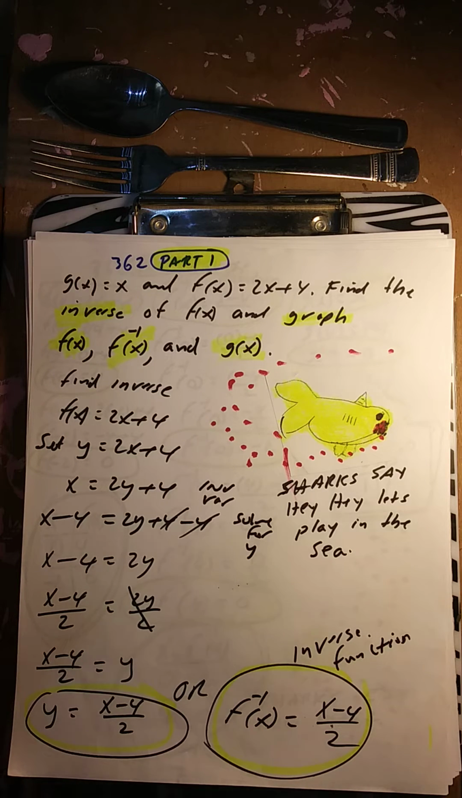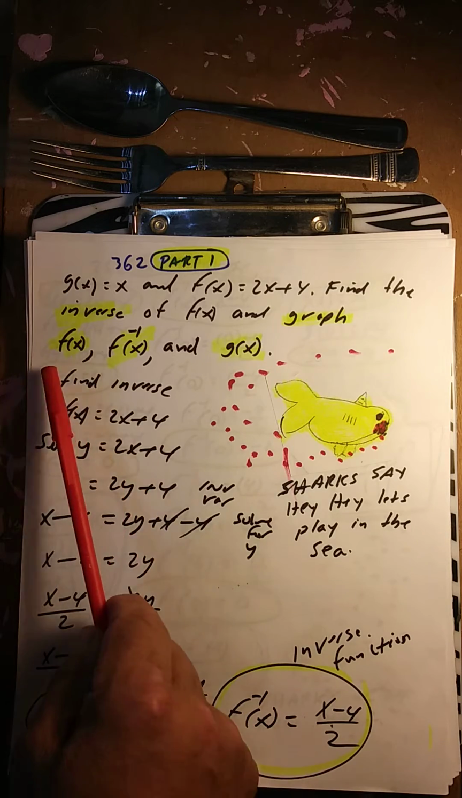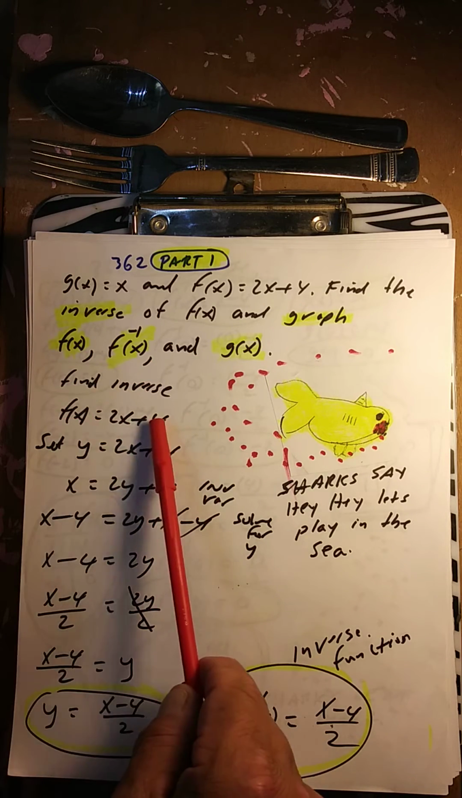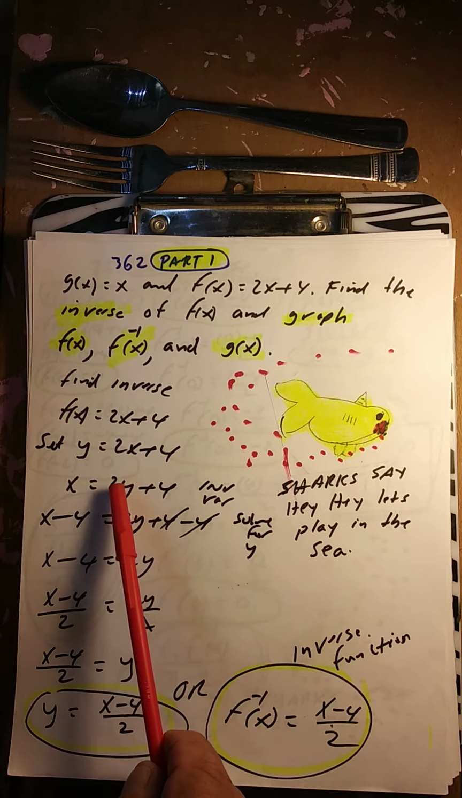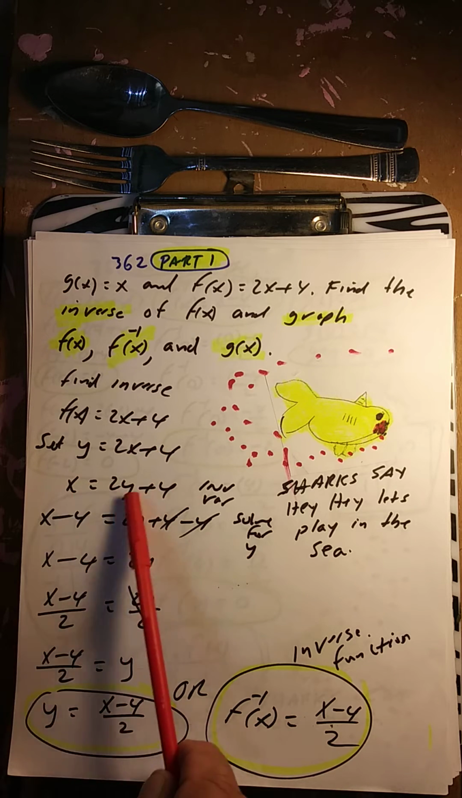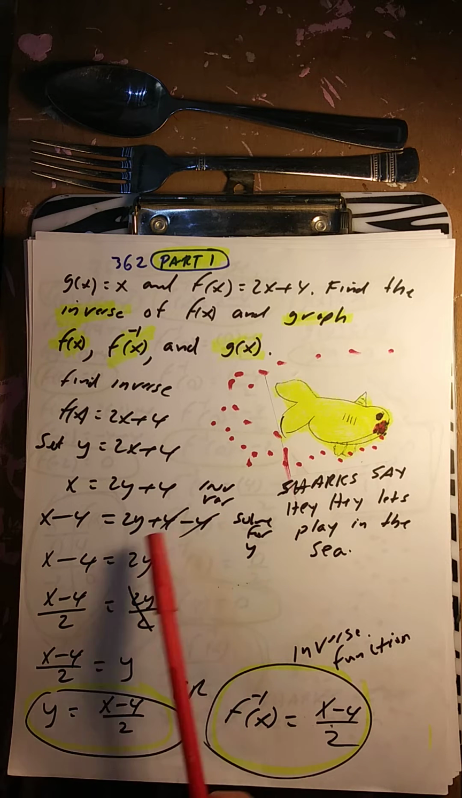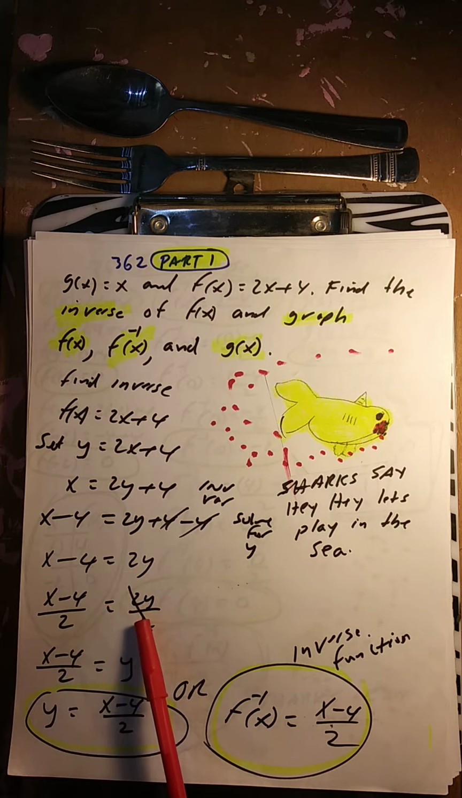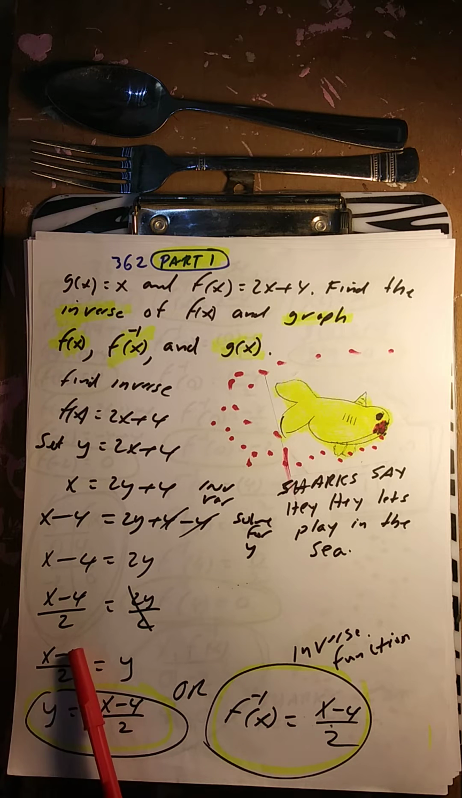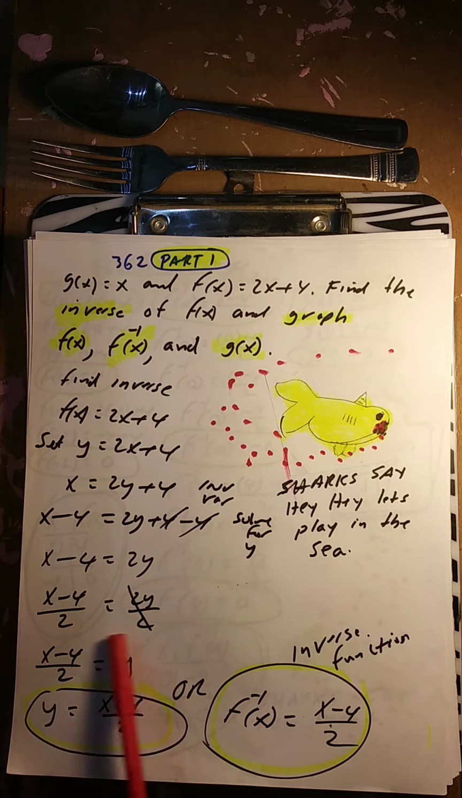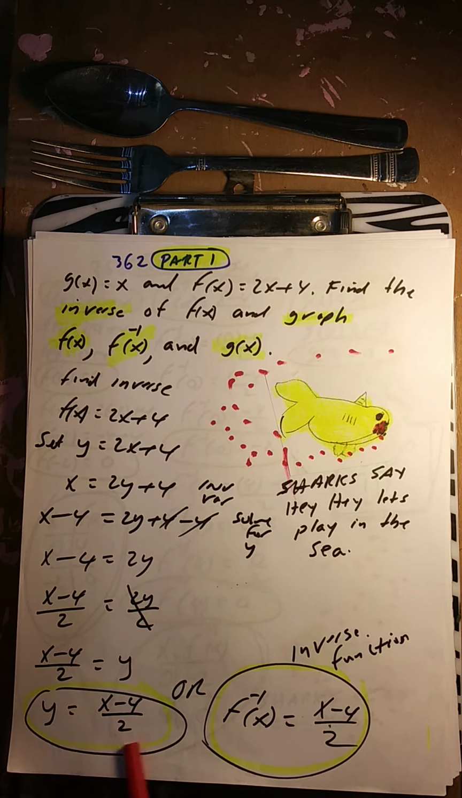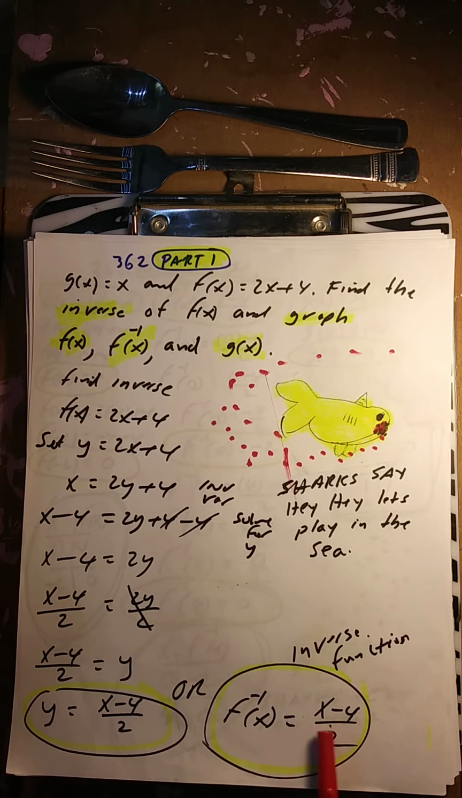F of x is this, and find the inverse. Okay, let's try to find the inverse of this function and graph these guys. So there's the original problem, set y equals this, inverse the letter, see the x and the y, switch them out, solve for y. So x minus 4 equals 2y, divide by 2, so x minus 4 over 2 equals y. This is the inverse function right here.